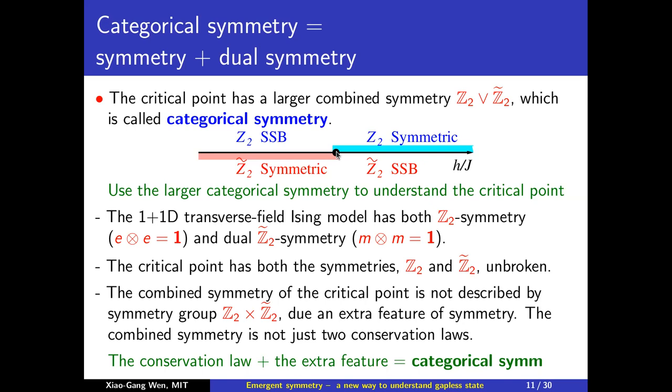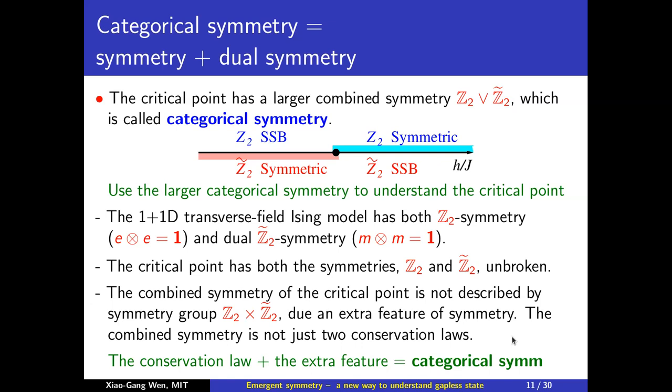So actually the critical point between two phases is characterized by the presence of both symmetry and dual symmetry together simultaneously. And so in that sense, we say maybe this simultaneous presence of symmetry and dual symmetry at a critical point is an important feature of a critical point. We try to emphasize that, and using that, try to see the gapless states as emergent symmetry, et cetera. So this is basically why we call this categorical symmetry.